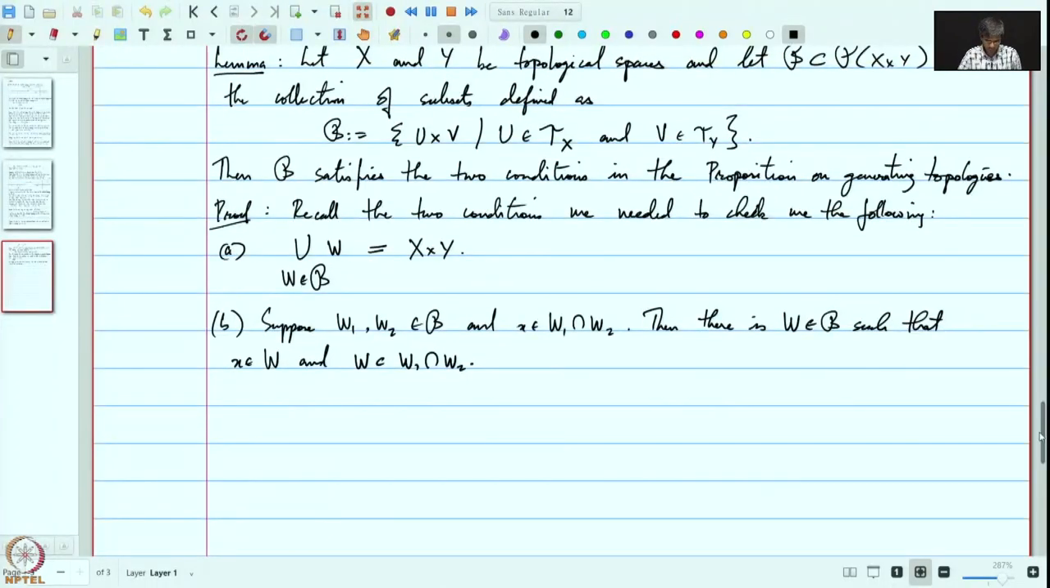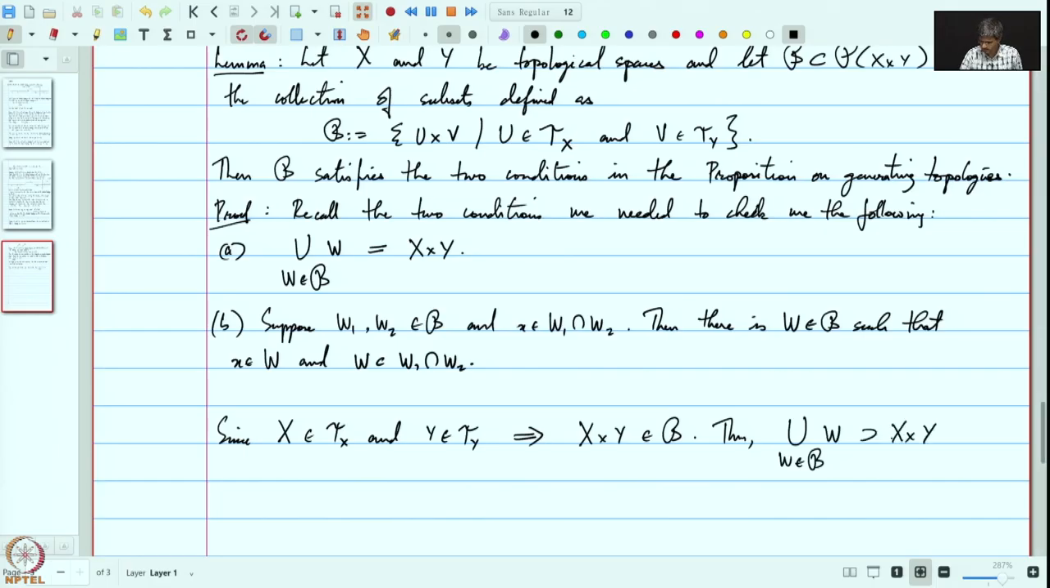So let's just check that these two conditions are going to be satisfied. So proof. First note that since X belongs to tau sub X and Y belongs to tau sub Y, this implies from the definition of B, X cross Y belongs to B. So therefore clearly, this union of W contains X cross Y, and of course it is a subset of X cross Y. Therefore, this thing is actually equal to X cross Y. So this proves that A is indeed true.